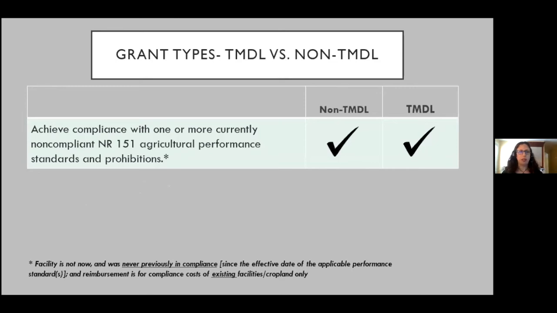Because non-TMDL TRM grants aren't located in TMDL watersheds, they must achieve compliance with 1 or more non-compliant NR 151 performance standards and prohibitions at facilities that are not now and have never previously been in compliance since the effective date of the applicable performance standard. And reimbursement is for compliance cost of existing facilities or cropland only.